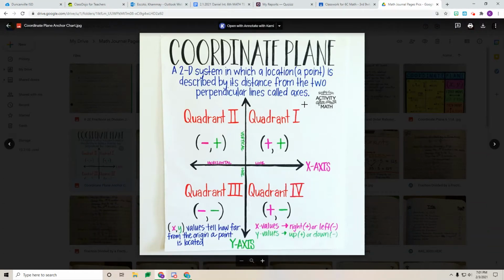Hi, students. Today we're going to talk about the coordinate plane. Okay, this is the fancy name for it. The coordinate plane, that's the fancy, proper math name for it. But some teachers will call this a graph. Okay, just a regular graph.